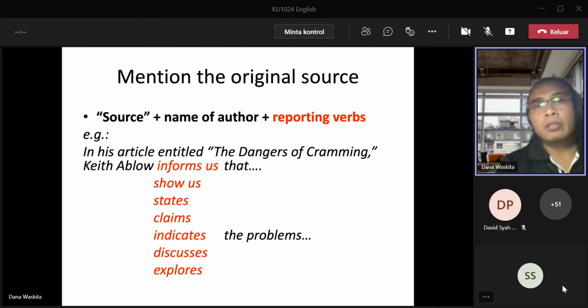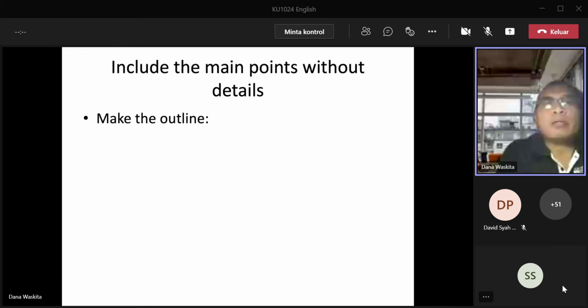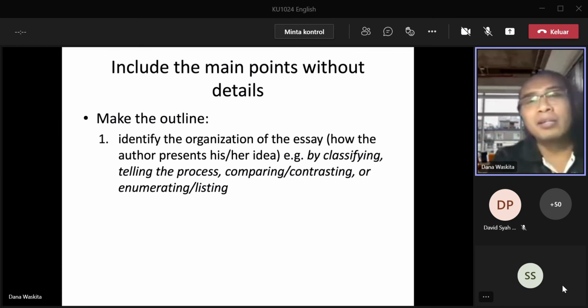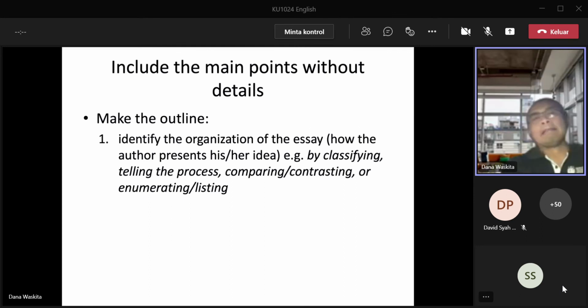Okay, and then you just write the general idea in your summary. Yeah, to do this one, I think you'd better make the outline. Yeah, how to make the outline? You can identify the organization of the essay. We have already learned how to identify the paragraph development, right? So how the writer develops his idea in the article or in his writing, maybe by classifying, defining, comparing, and other kinds of method.